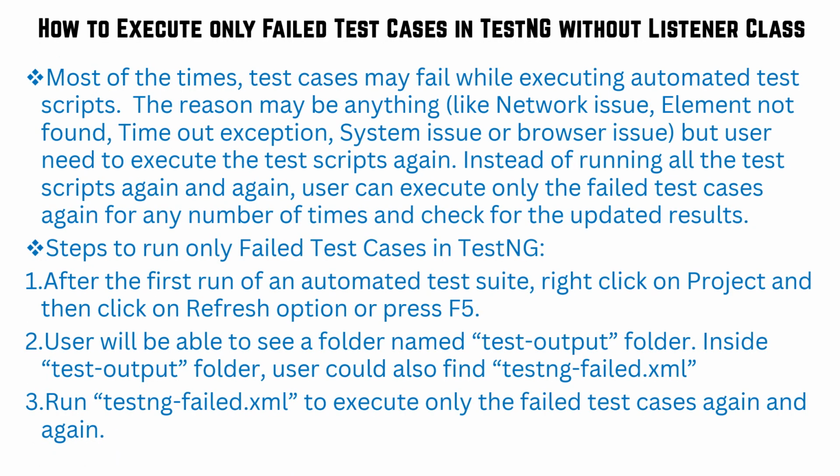Most of the time, a test case may fail while executing an automated test script. The reason may be anything like element not found, timeout exception, system issue, browser issue or network issue. But the user needs to execute the test script again. Instead of running all the test scripts again and again, the user can execute only the failed test cases any number of times and check the updated result. So what is the way without a listener class? How can I do it?